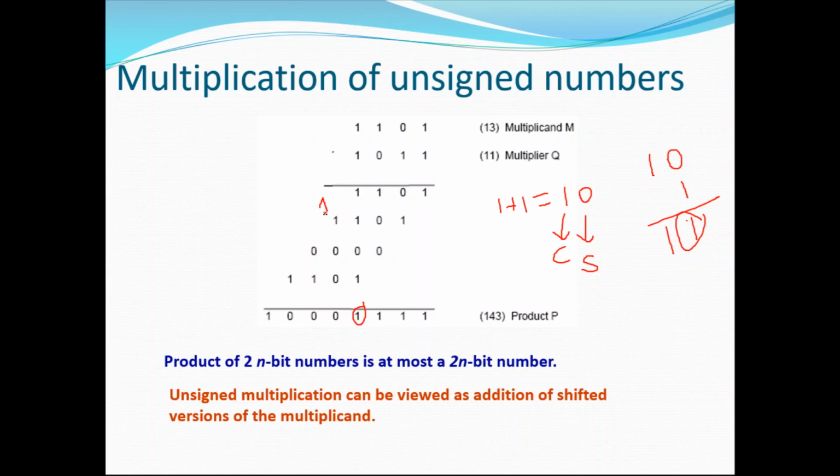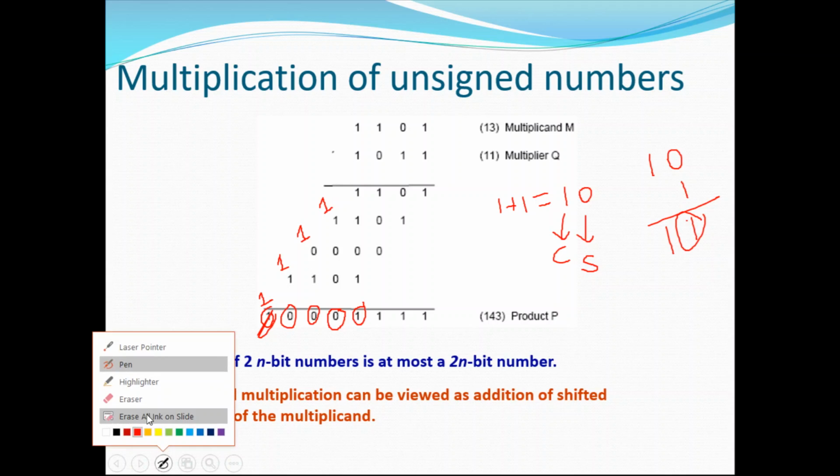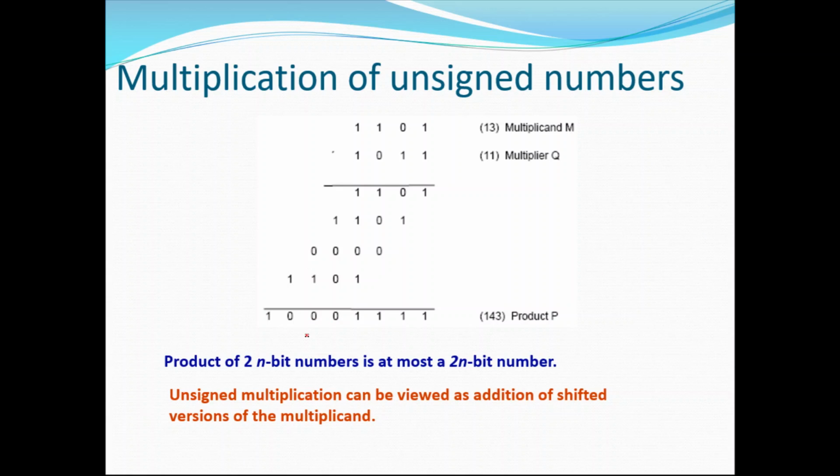So here there is a carry 1. Again 1 plus 1 is 10, so the sum is 0 and again there is a carry 1. Again 1 plus 1 is 10, sum is 0, carry is 1. Again 1 plus 1 is 10, sum is 0, carry is 1. Finally you got this value, which is a binary value. You can convert it to decimal. When you convert it to decimal, it is 143.